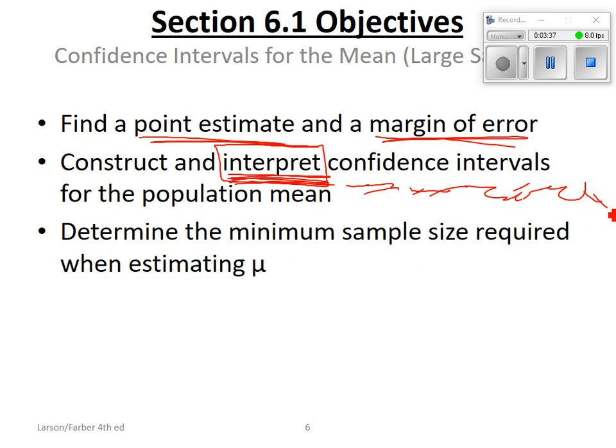Determine the minimum sample size. Today we're probably not going to get to that part. All right? Unless everybody gets on my nerves, then we will get to that part. We're going to stop about halfway through and not get to that part, and we'll do that next week.